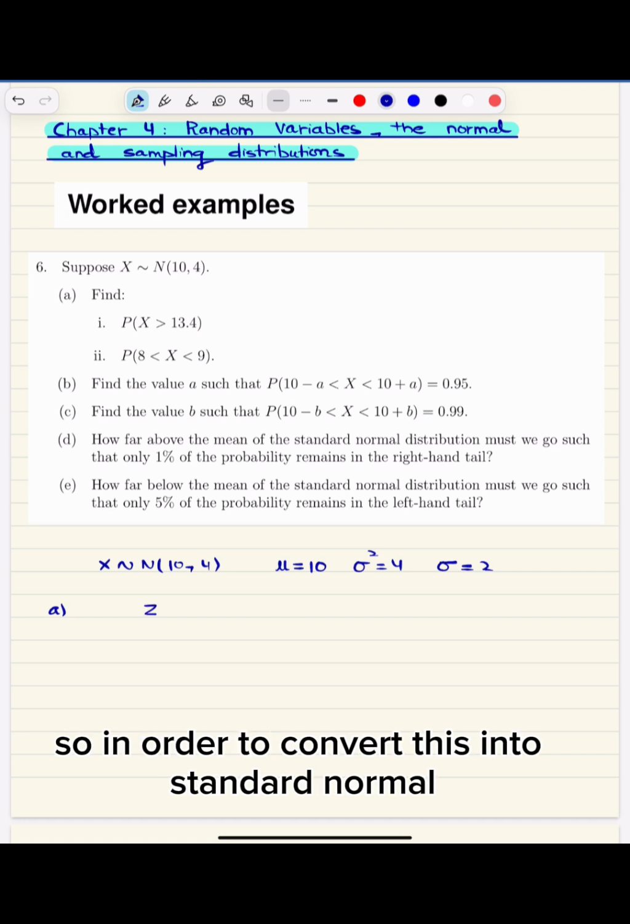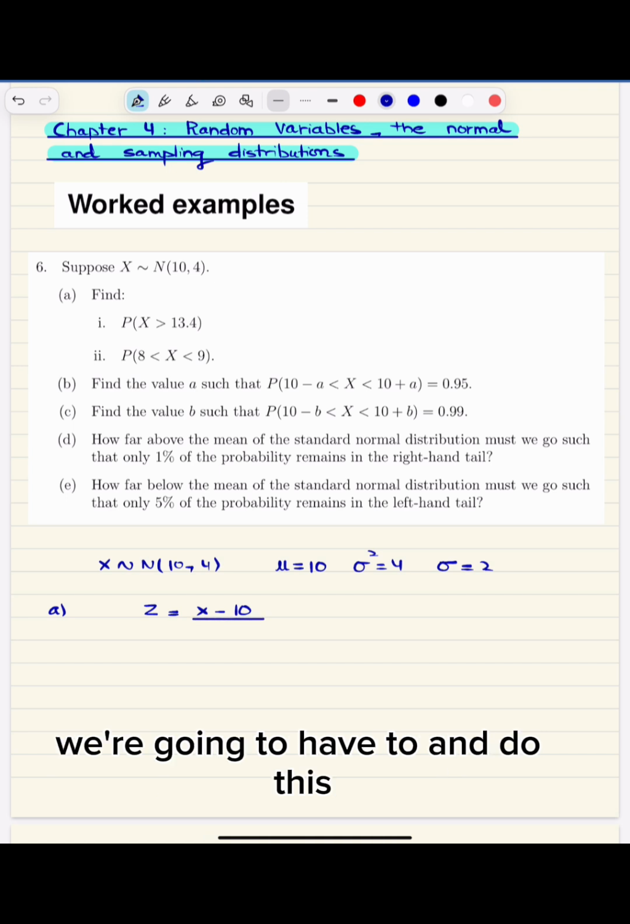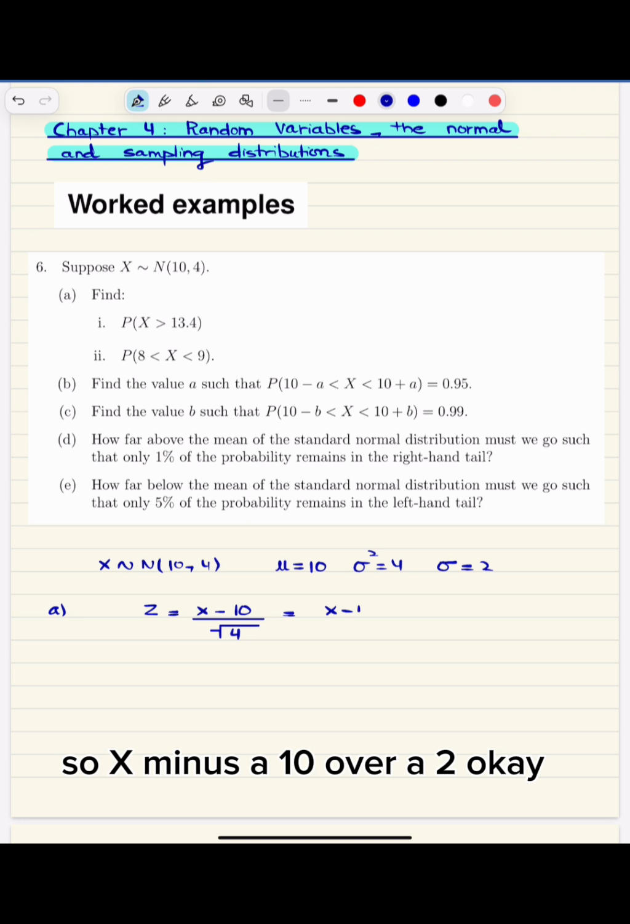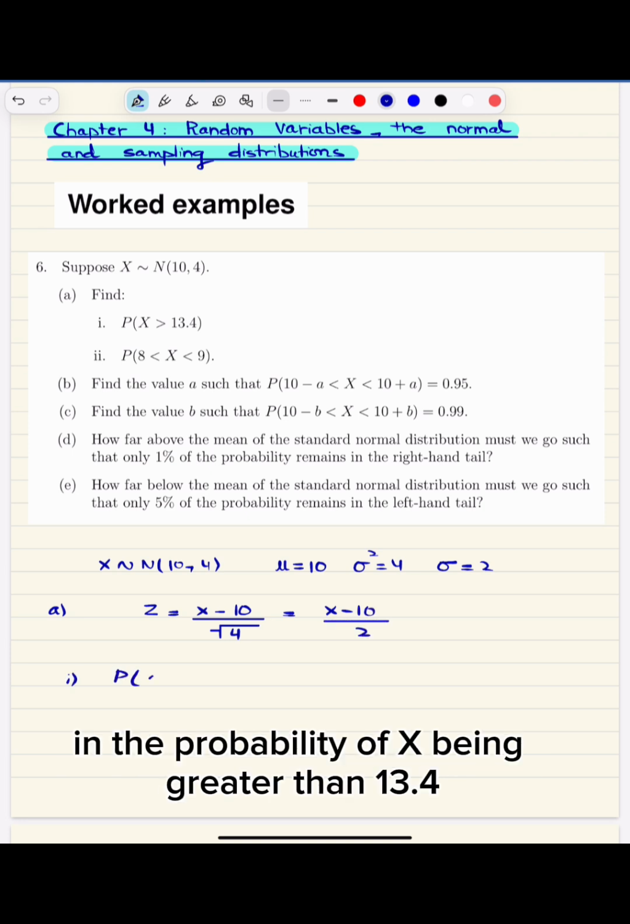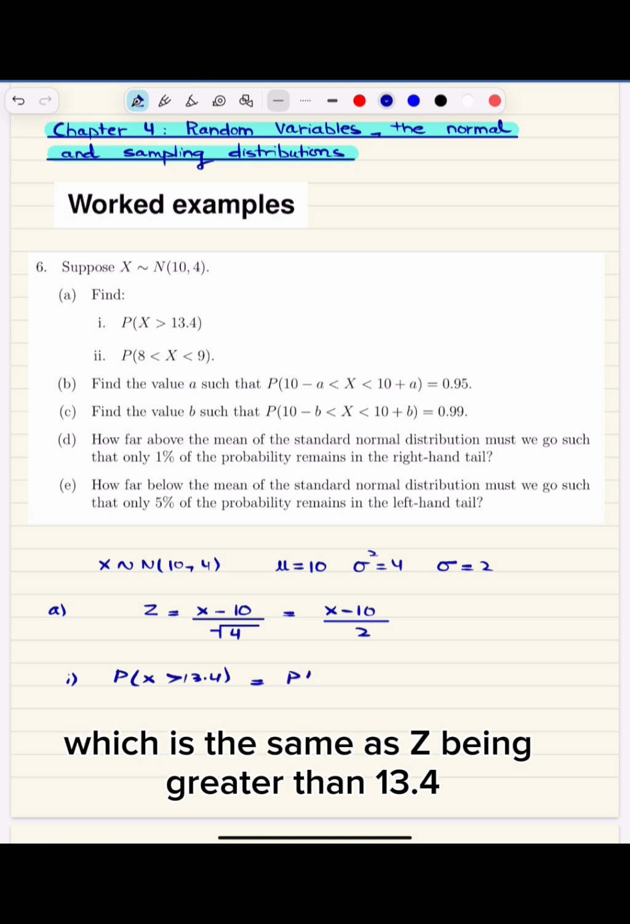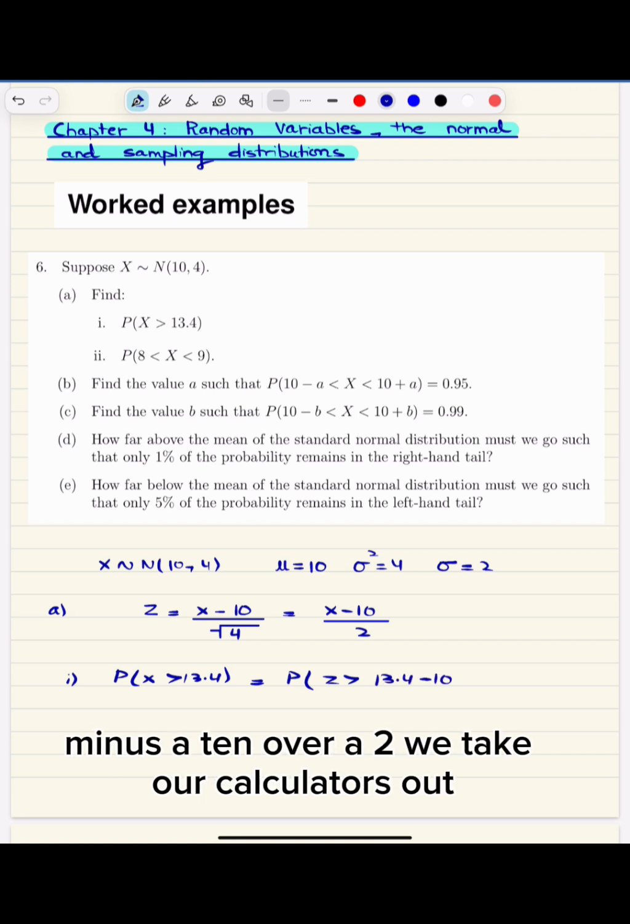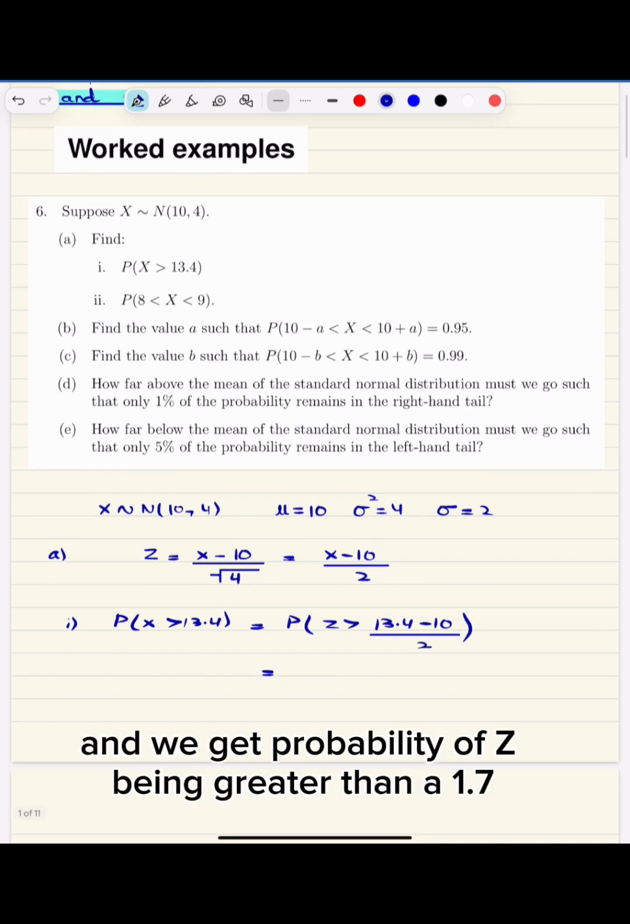So in order to convert this into standard normal, we're going to have to do this. So x minus 10 over 2. Okay, so we are interested in the probability of x being greater than 13.4, which is the same as z being greater than (13.4 minus 10) over 2. We take our calculators out and we get probability of z being greater than 1.7.